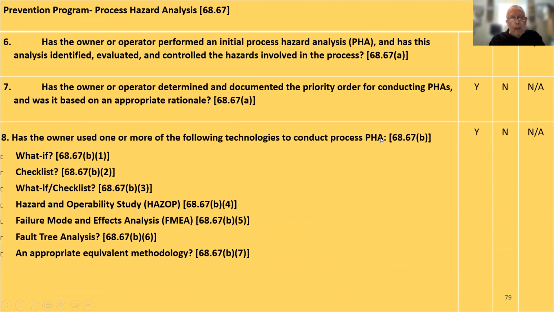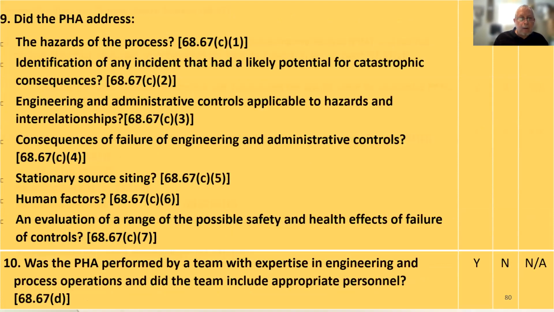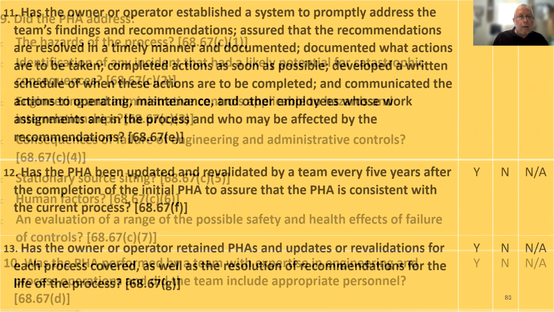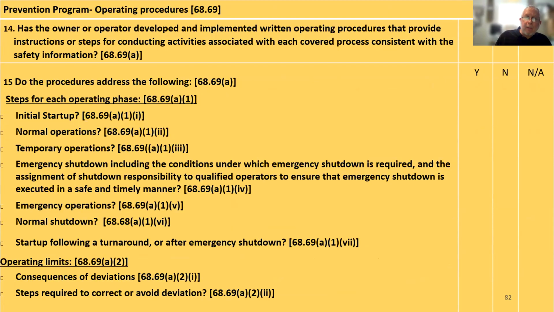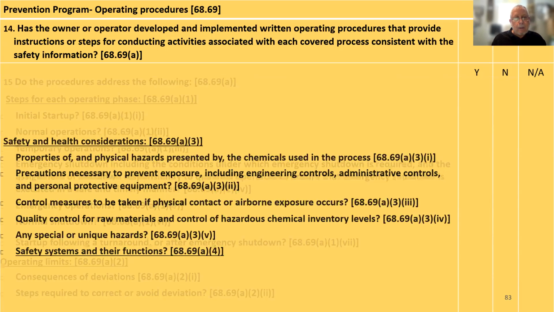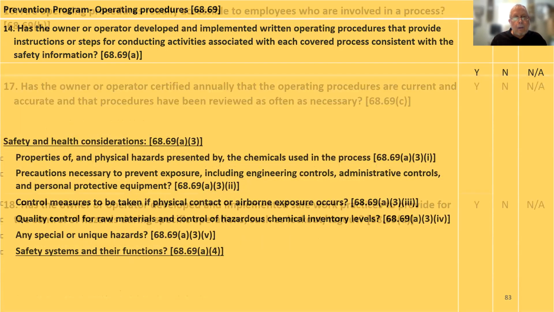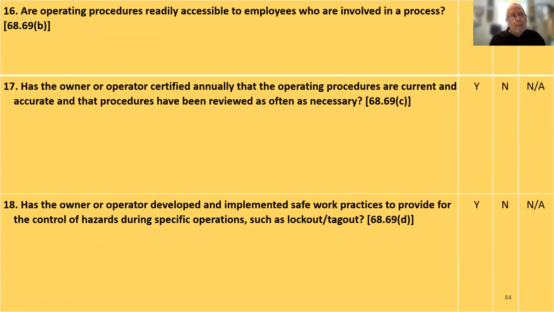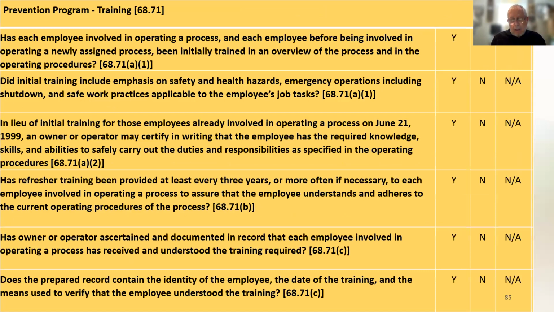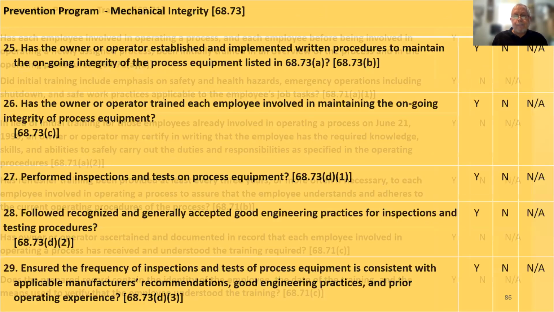Do a PHA. Now here again, this is a compliance audit, but they're actually auditing that you did the process hazard analysis. So it's all about a PHA. Operating procedures, they're auditing that you've done all this for the operating procedures. And are operating procedures really accessible to employees who are involved in a process? Have they been certified annually? All the stuff we covered under that section. They're asking if you've done all those. So again, compliance audit. Are you compliant with the standard? That's what this is all about.